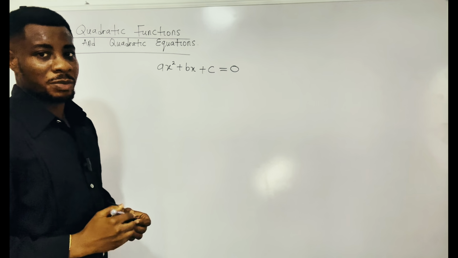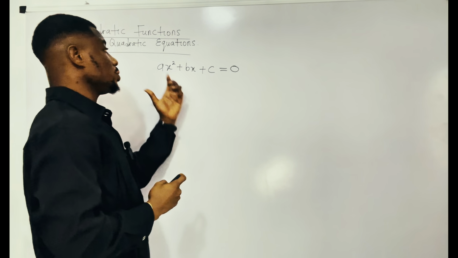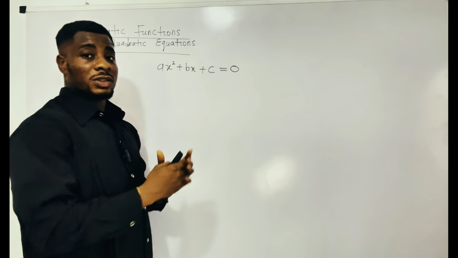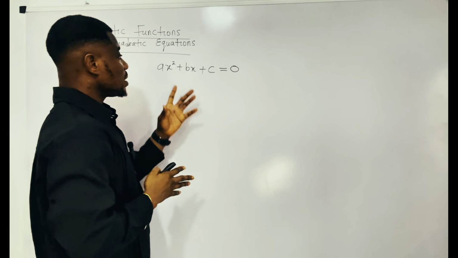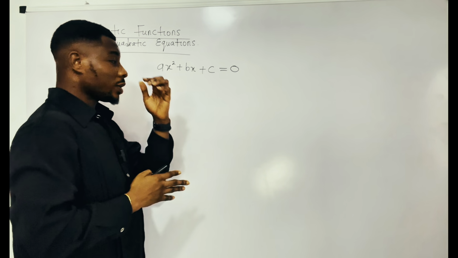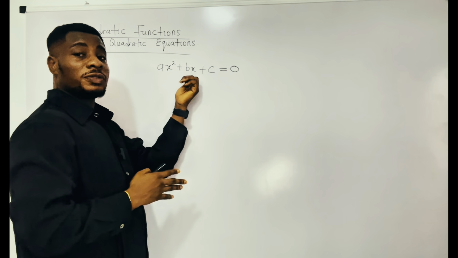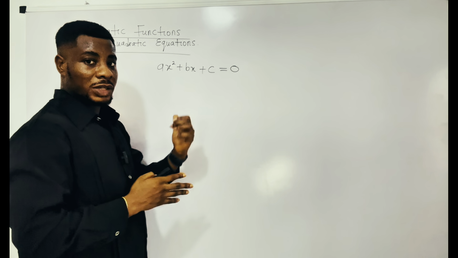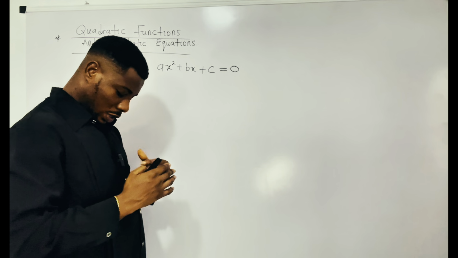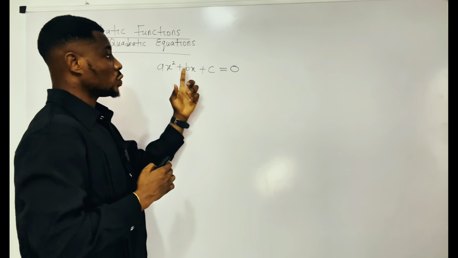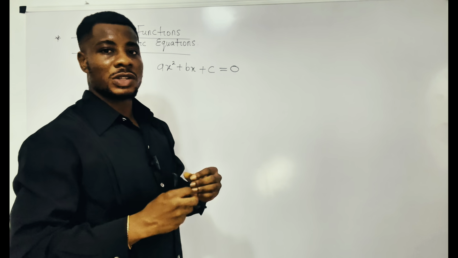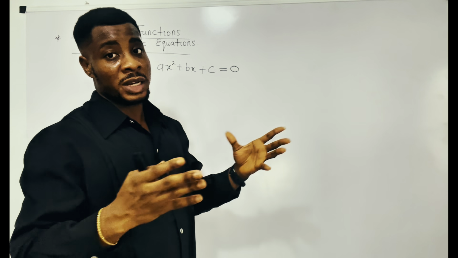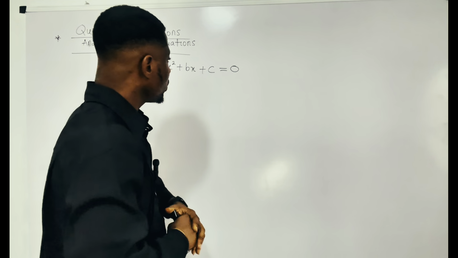Like I explained in my previous videos, I told you what the a stands for. The a stands for the coefficient of x squared, that is to say the number that is standing close to x squared. Now b talks about the coefficient of x, that is to say the number that is actually standing close to x. Then c is your constant value. c is not a variable. c would definitely just be a number if you have it in the equation.